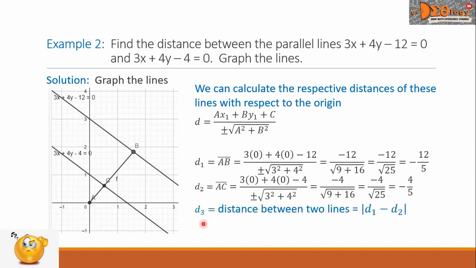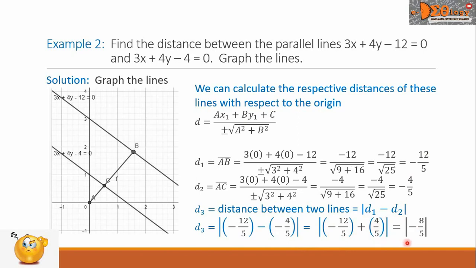Next thing is, we're going to compute for d sub 3. That is the distance between two lines. We can have this formula, the absolute value of d sub 1 minus d sub 2. So we have now this d sub 1 is the negative 12 over 5 minus the d sub 2 is negative 4 over 5. This minus and negative becomes plus, and simplifying, this is negative 12 over 5 plus 4 over 5. We have now the absolute value of negative 8 over 5. So our final answer here is 8 over 5. This is our final answer.